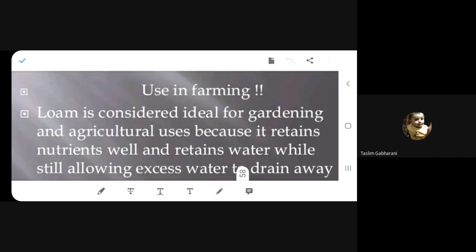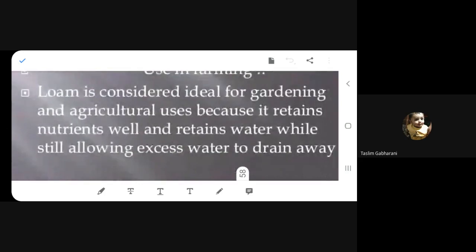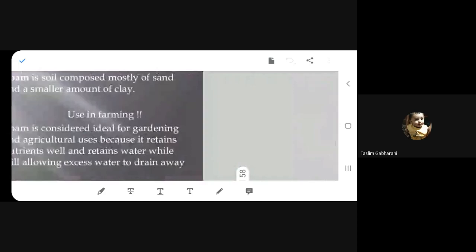Why? There has to be a reason why loamy soil is best. Because it can hold the water optimally, not more, not less, as well as nutrients which are present in the soil. And whatever excess water is available to the soil, it drains away. What is not required, it drains away. Understand? So there is no water logging in loamy soil.